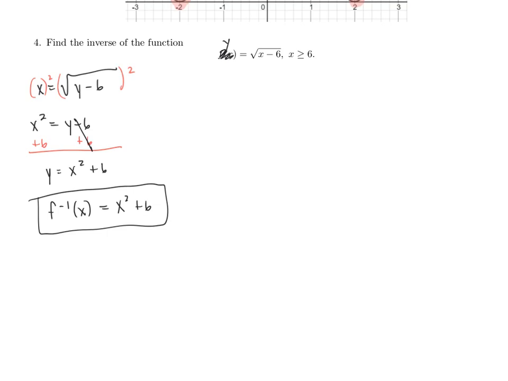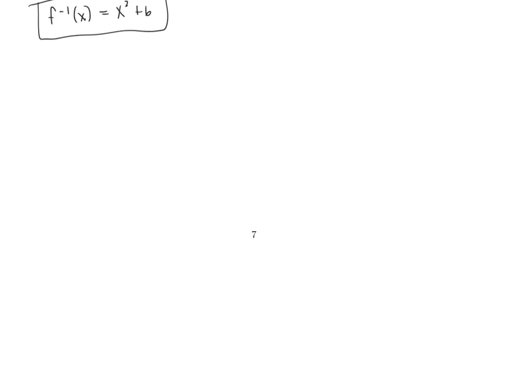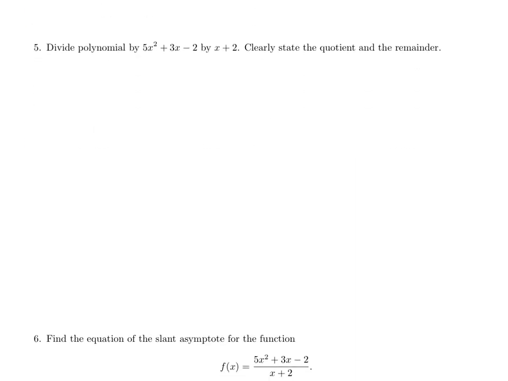Number 5. Okay, so this "by" is not really supposed to be there. So divide polynomial 5x squared plus 3x minus 2 by x plus 2. Clearly state the quotient and the remainder. So you can do this using long division, or you can do this with synthetic division. If I was going to do it, I would use synthetic division. I just think that's easier.